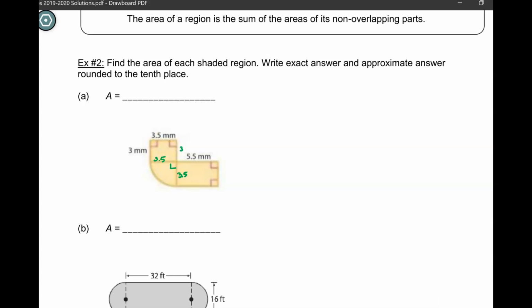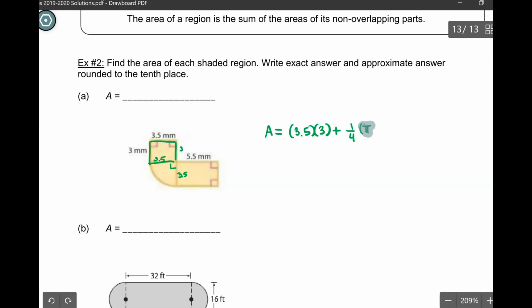So let's see what we have. This rectangle is going to be 3.5 times 3 plus, okay, so if this is a 90-degree angle, this is 1/4 of a circle. So 1/4 times pi r squared, so r is 3.5. And then the next rectangle is going to be 5.5 times 3.5. So 3.5 times 3 is 10.5.